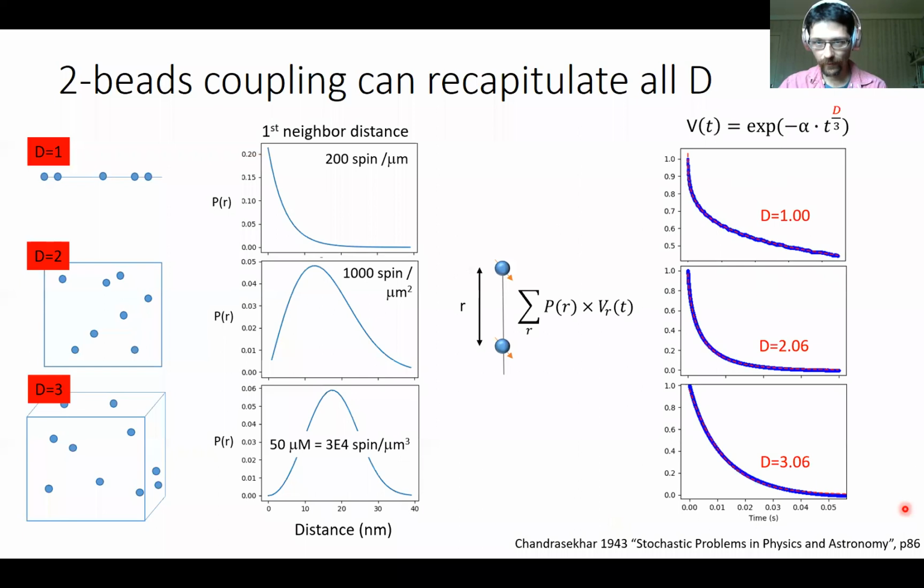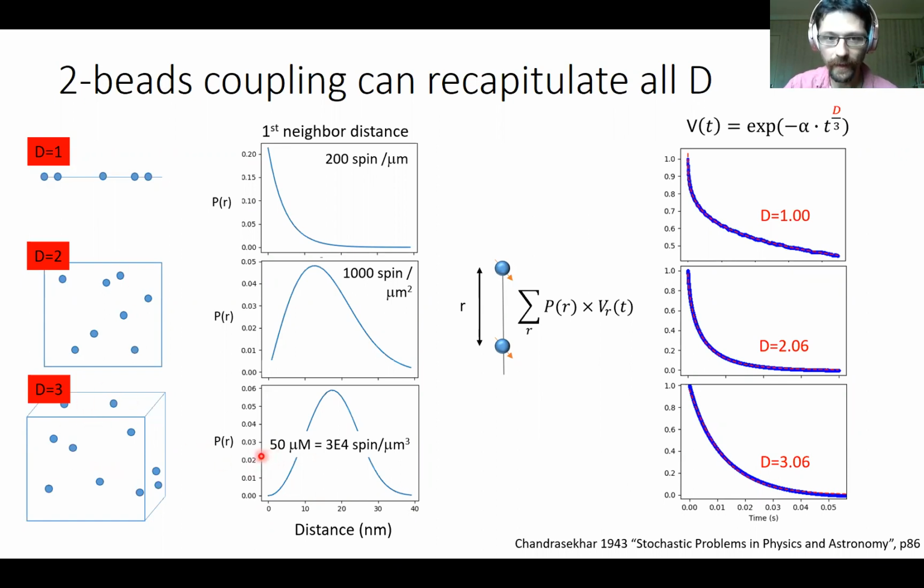So you get a signal that you can fit the same way that you would fit an experimental curve, and then you have an output fit parameter that is D. And you see that here we're finding D equal 1, 2, and 3. So this is very important because it means that it's really this P of R that gives you your D, and it's not directly your volumic or linear configuration.